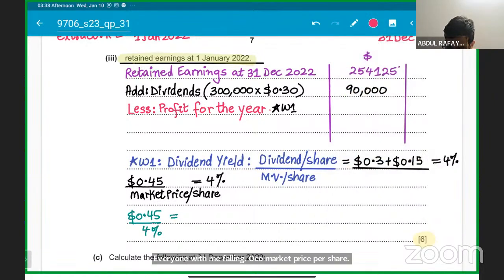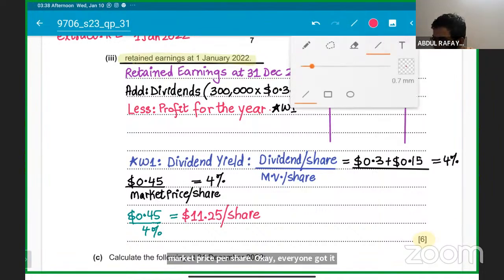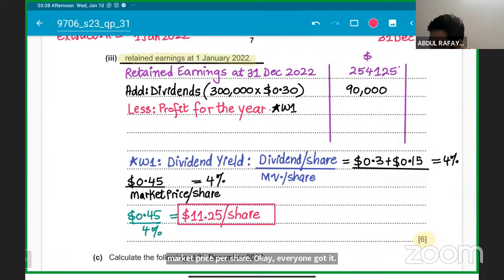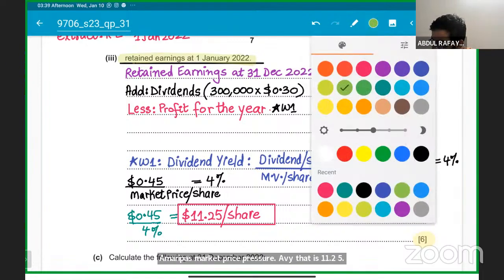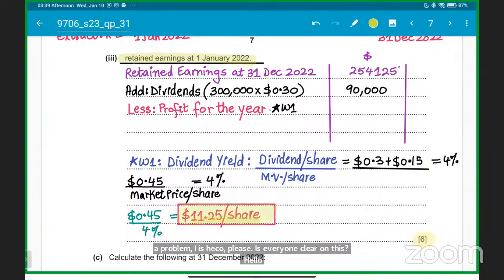0.45 divided by 4%, so we will get the market price, that is 11.25 is the market price per share. Everyone got it? We have the market price per share, that is 11.25. Any doubts? Any questions? So we have found the market price per share.